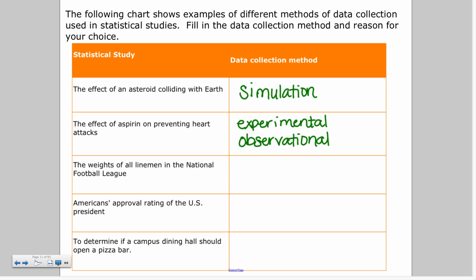So if you want to pause it and try these 3, go ahead, and then see if you got what we got. So the weights of all linemen in the NFL. You could do a survey. You could ask them what their weight is. You could do an observational, just because you could watch them get weighed. You could do a census if you want to go and watch all football players get weighed. But you could also do a sampling.